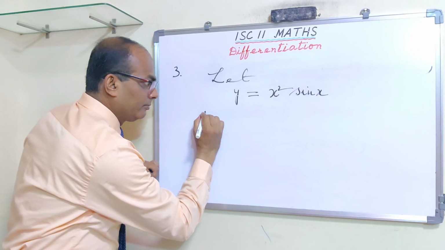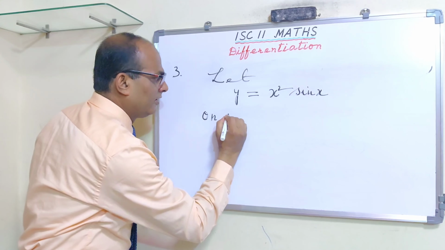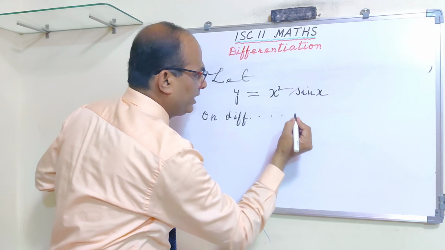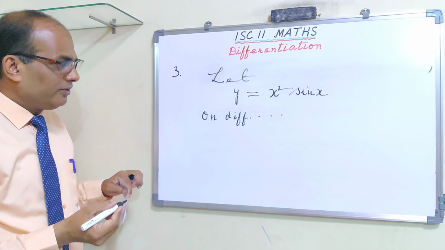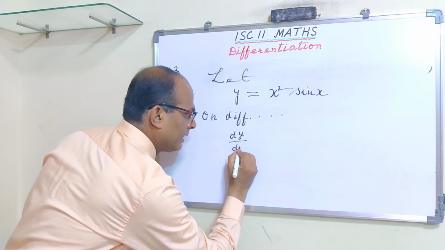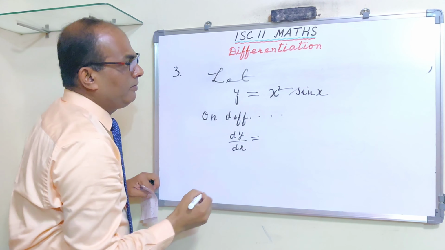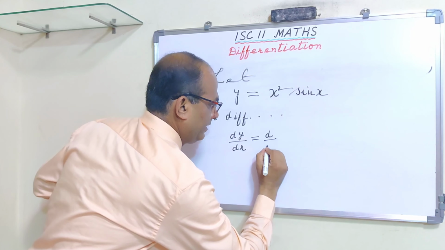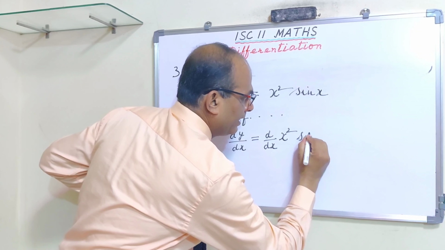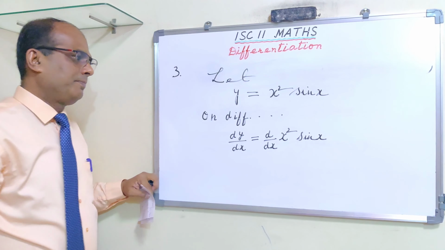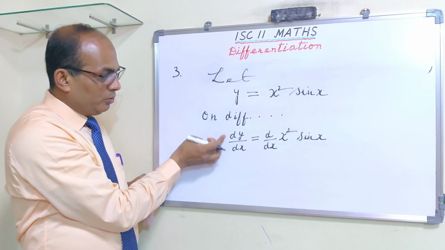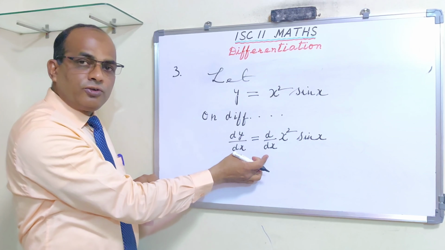On differentiating both sides with respect to x we get dy upon dx is equal to d dx of x square sine x. Only d dx I have written on both the sides. This operator d dx is the differential coefficient with respect to x of y, and of x square sine x.